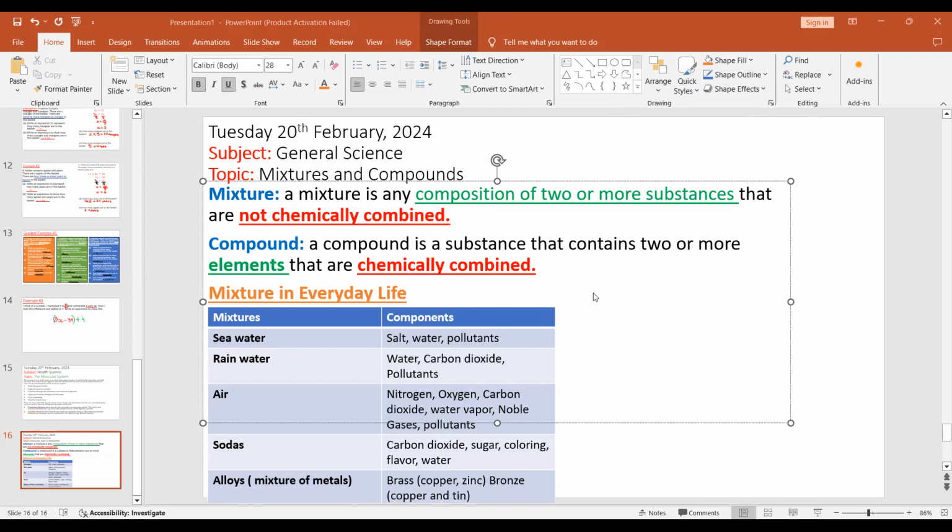So this is where I shine. Compounds in everyday life.